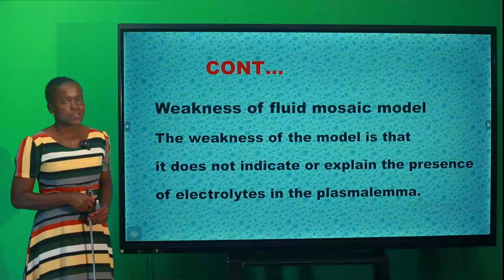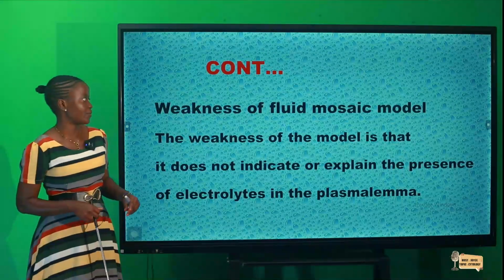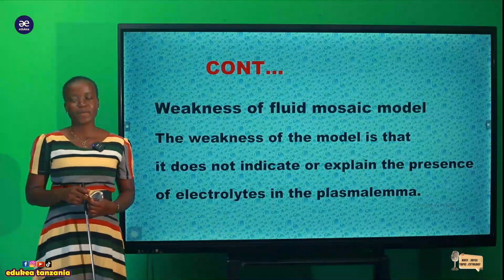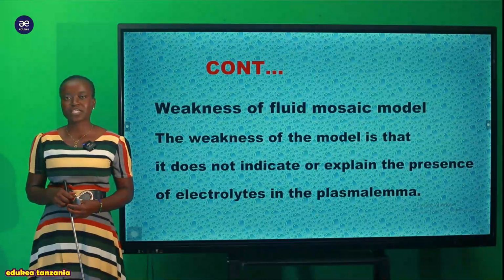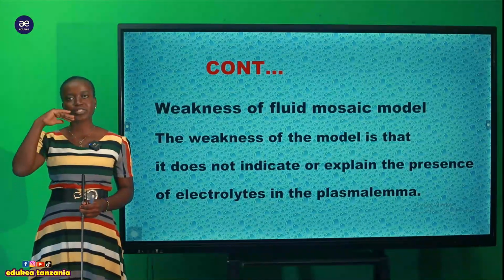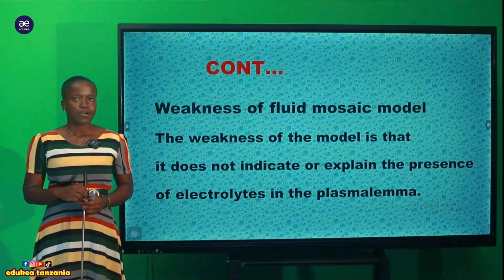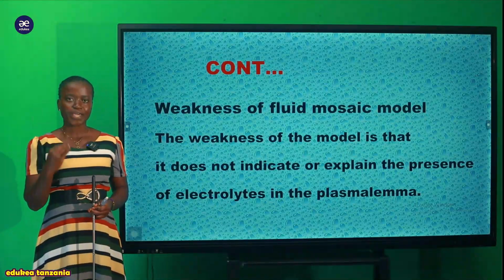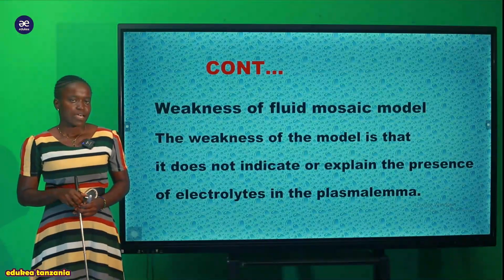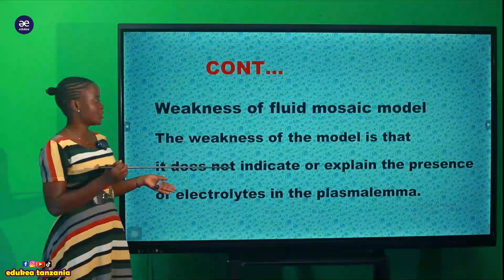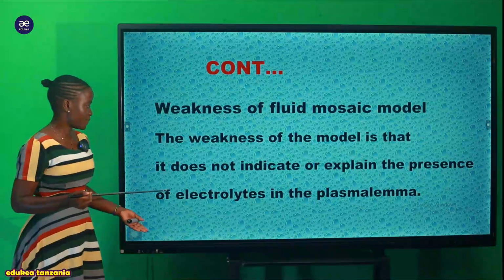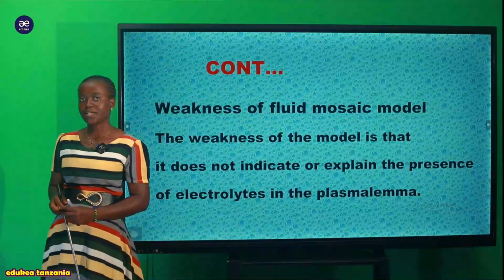Okay, so now let's proceed with our model, that is the weaknesses of the fluid mosaic model. On the weaknesses of the fluid mosaic model, we have seen that though it has a lot of strength, it also has a weakness. So what is that weakness? It has only one weakness: this model does not indicate or explain the presence of electrolytes in the plasma lemma.